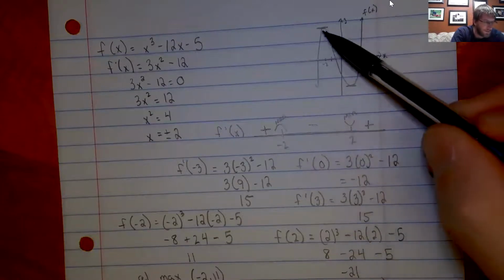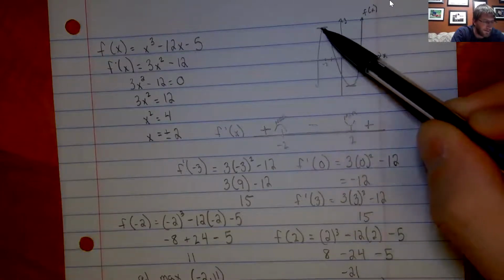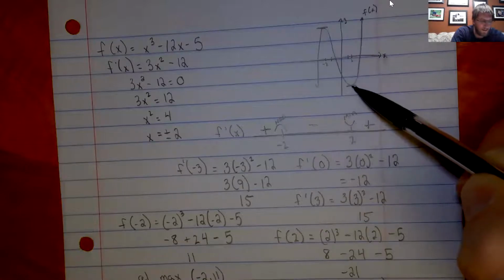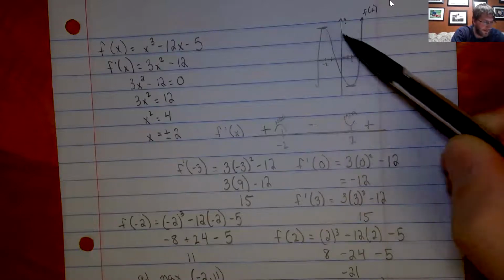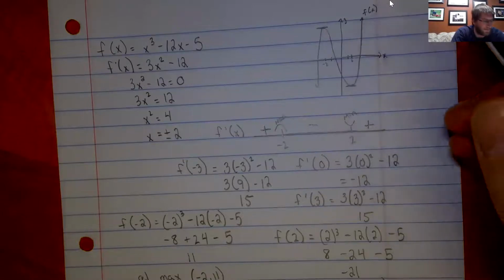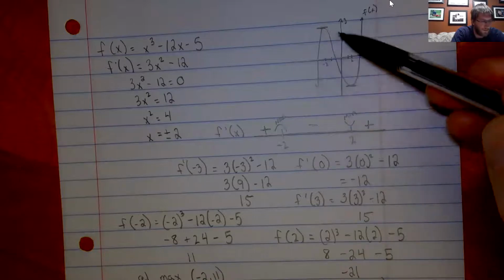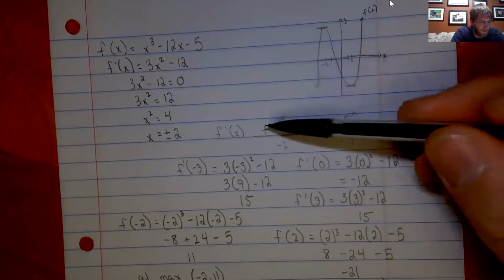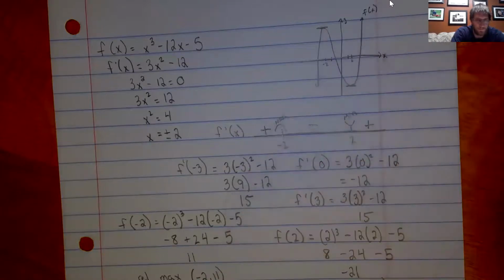And it does appear that this one is a relative max, and it does appear that this one is a relative min, right? At a value of 11 up here and negative 21 down here. Obviously, not drawn to scale. So this just kind of verifies what we were thinking based off of the actual math that we did.